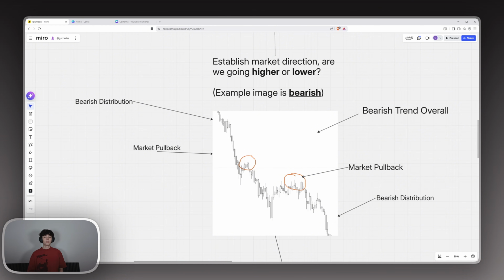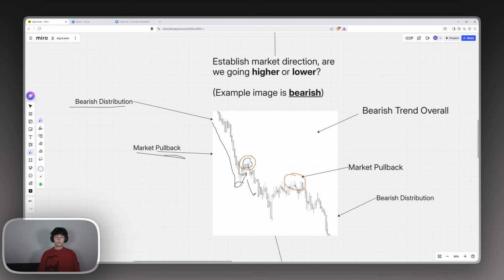So in this example, I hope you guys can tell we're going lower, but we do have these pullbacks. So notice how we had bearish distribution right here. Okay, so notice how we're selling off, and then right here and right here, we start going a little bit higher. So we're catching a market pullback. Where are we pulling back into? Well, first of all, we're rebalancing the bearish distribution, but we're trading into some sort of key level, and the market will do this each time.